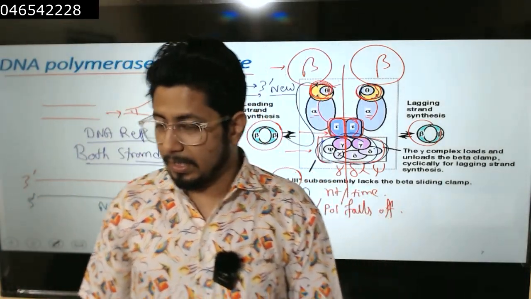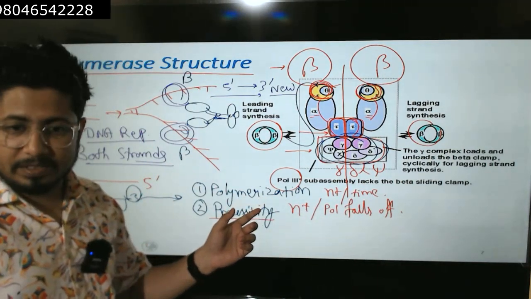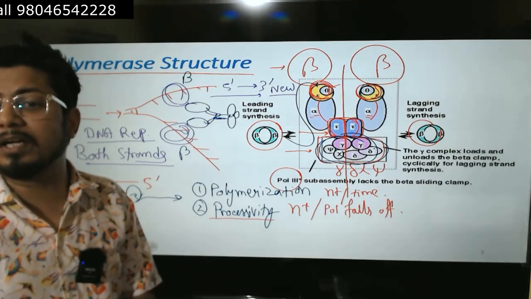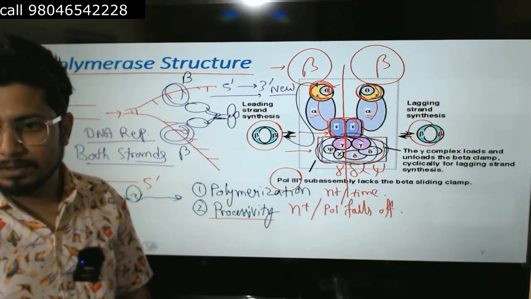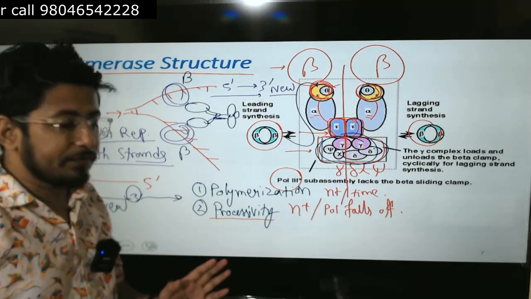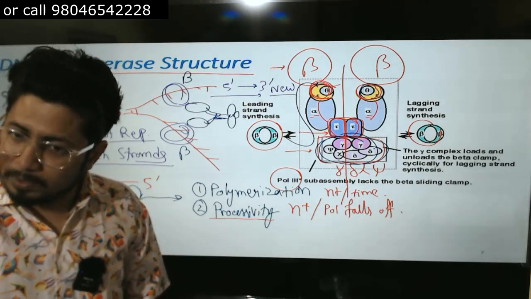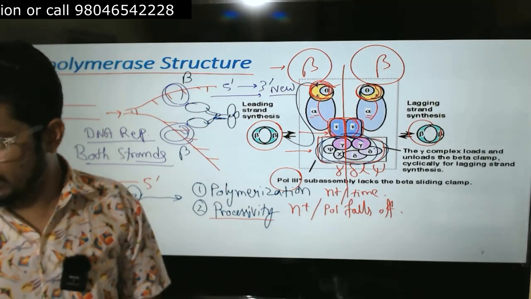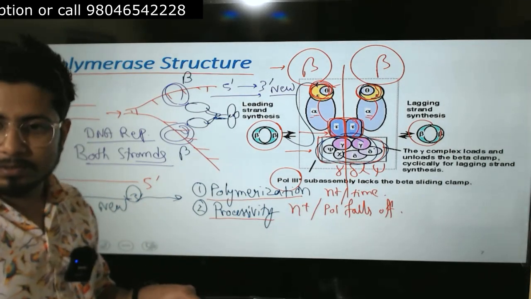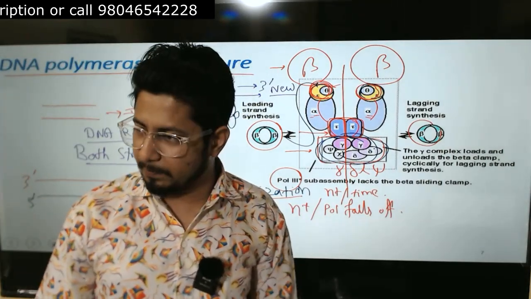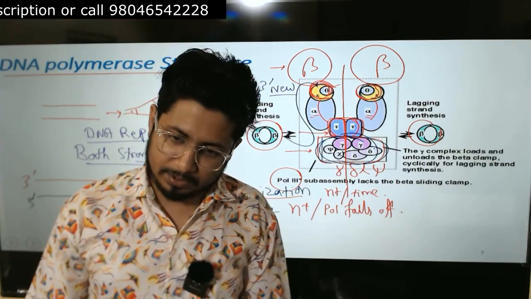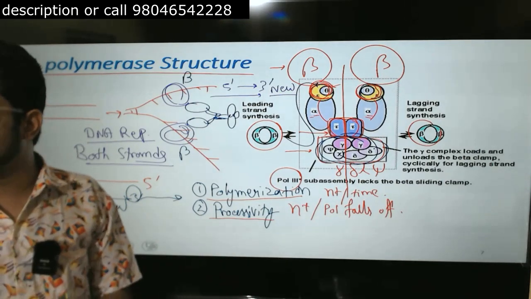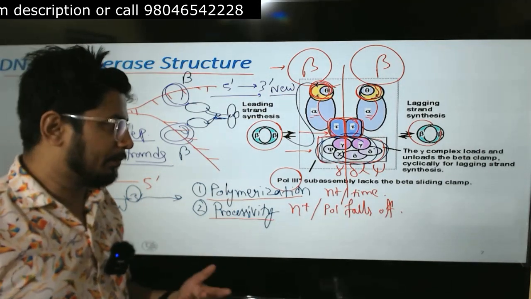Now the rate of polymerization depends on the availability of dNTPs. But processivity is not related to the availability of dNTPs. It is also, but processivity depends on both factors, the availability of dNTP as well as the presence of beta clamp. While polymerization only depends on the amount of dNTPs. If there is no dNTP, no polymerization. In both cases that's true. But in case of processivity, along with dNTP, beta clamp is another important parameter.